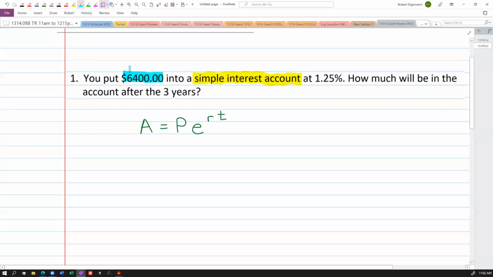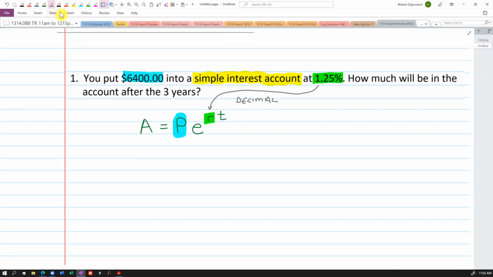So the $6,400, that's the amount that we put in at the beginning. That's always going to be our P. Our interest rate is given to us as 1.25. That's going to be the r with one exception. What do we have to do? Convert it to a decimal first, right? So make sure that when you put this here, you turn it into a decimal. If you put it in as 1.25, it's going to be wrong. And then last, it says how much will be there after 3 years. So 3 is our measurement of time, and in this formula, time is measured in years, all right? Okay, so that's it. We're just going to plug and chug.